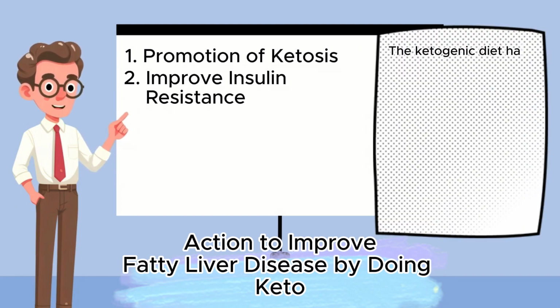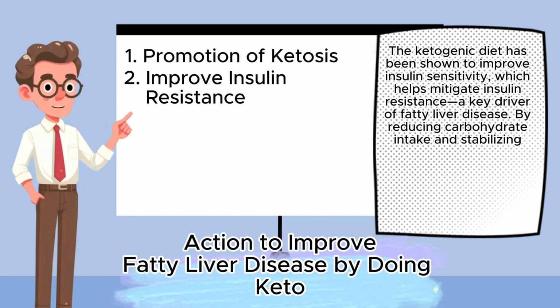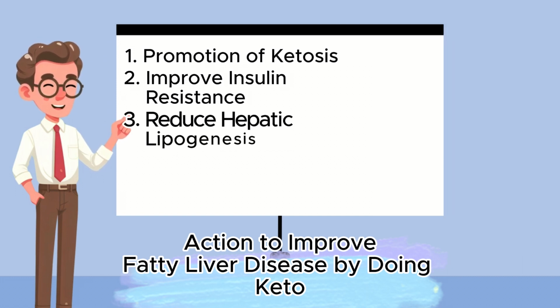The ketogenic diet has been shown to improve insulin sensitivity, which helps mitigate insulin resistance, a key driver of fatty liver disease. By reducing carbohydrate intake and stabilizing blood sugar levels, the keto diet may alleviate the metabolic dysregulation associated with fatty liver disease. Number 3. It's reduction in hepatic lipogenesis.